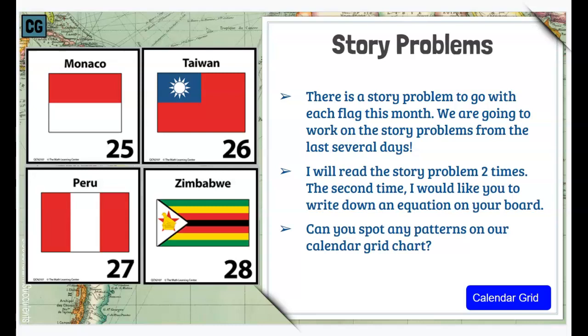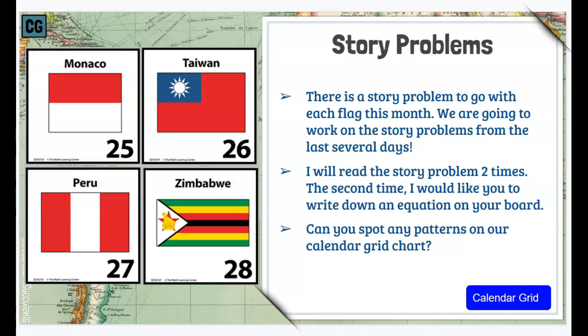Throughout this month, we have been solving a story problem to go with each flag we've seen on our calendar. We are going to work to solve the story problems through the 28th of February. I will read the story problems 2 times. The second time I read the problem, I would like you to write down an equation on your whiteboard, just like we've done all month. When we're done with our story problems, we're going to have a look at our calendar grid observation chart.